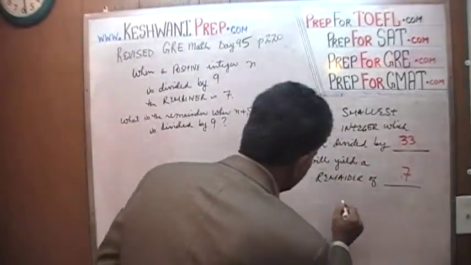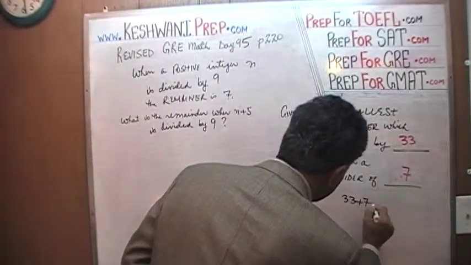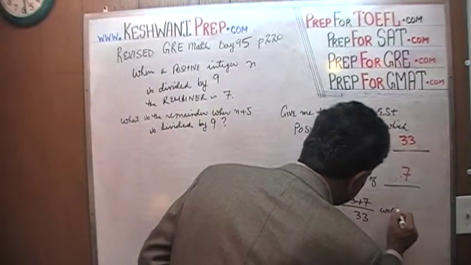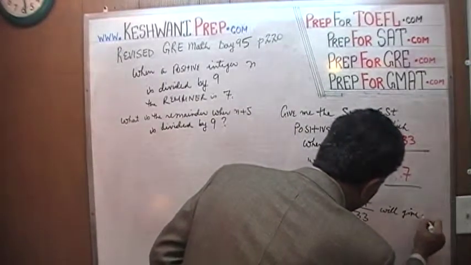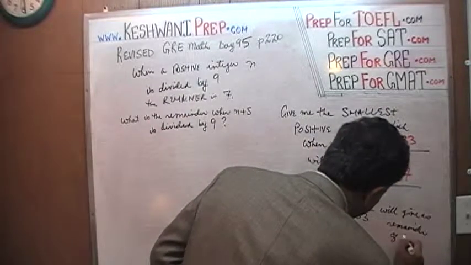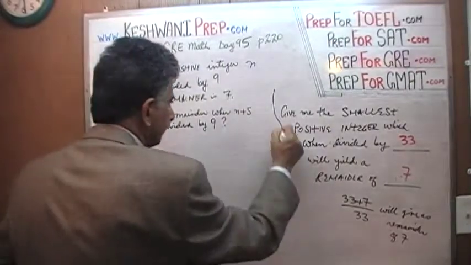So here the answer was 33 plus 7 over 33 will give us a remainder of 7. Let's do this one.